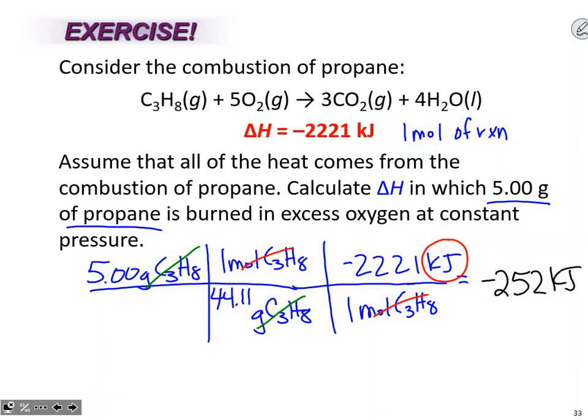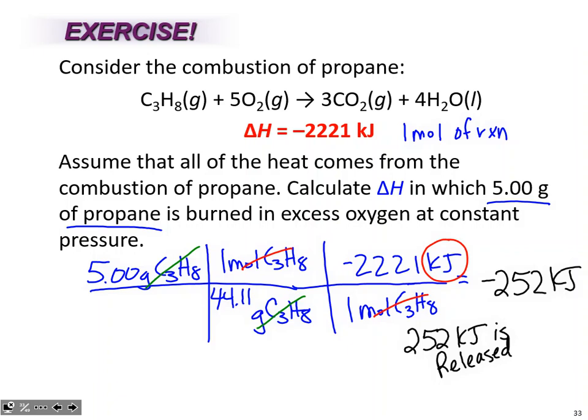What's another way to state it? 252 kilojoules is released. And how do I say it's being released? Negative delta H tells me it's what? It's exothermic. It's going to the surroundings.